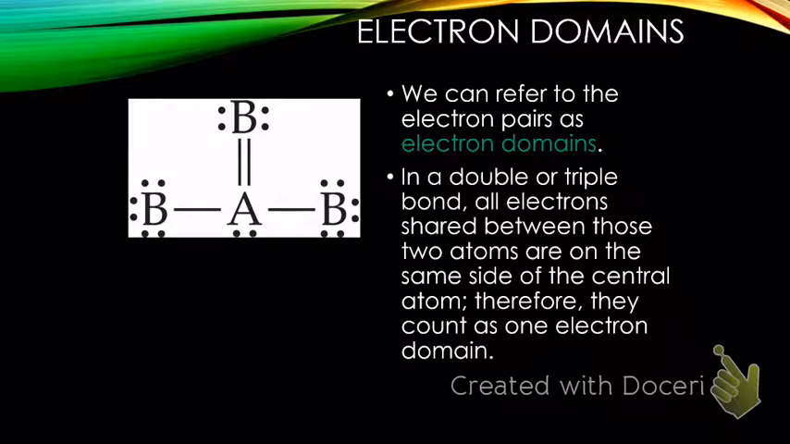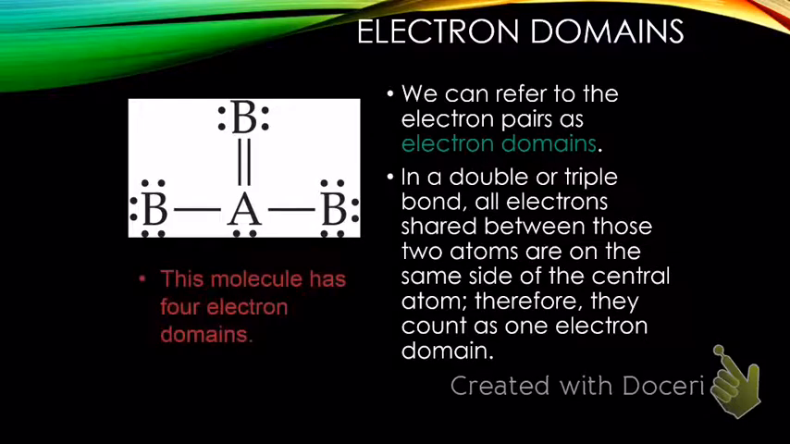Okay, so since double bonds and triple bonds share their electrons between 2 atoms on the same side, or the same face, they just count as a single electron domain. I want to reiterate that. Okay, this whole idea of maximizing the distance in 3 dimensions is called the VSEPR model. Some people call it VSEPR model.